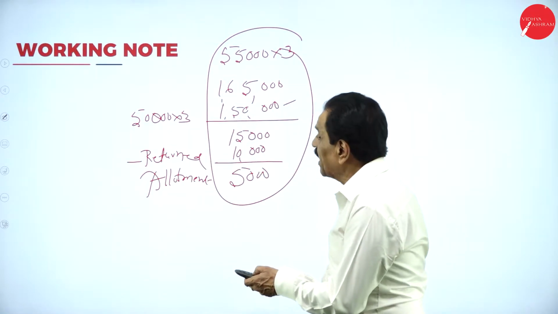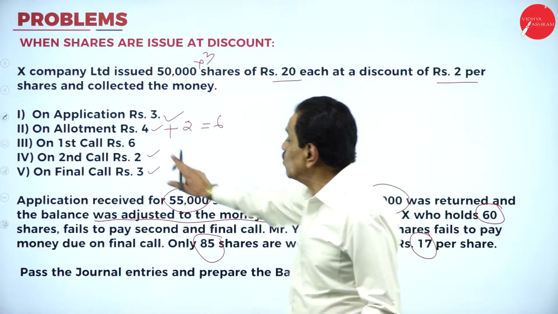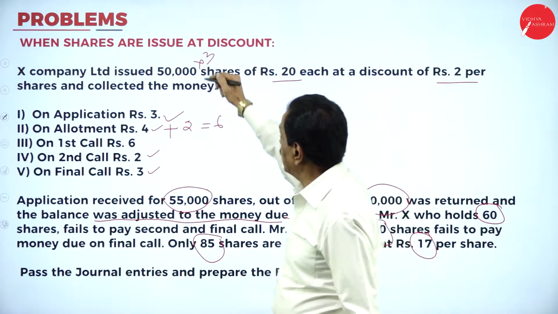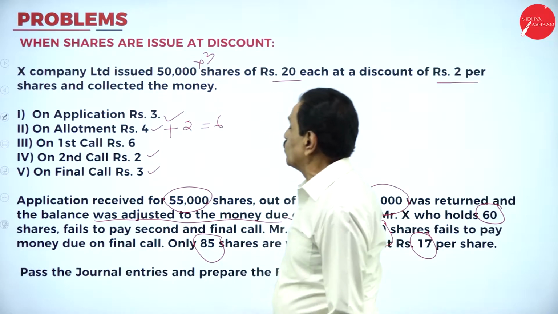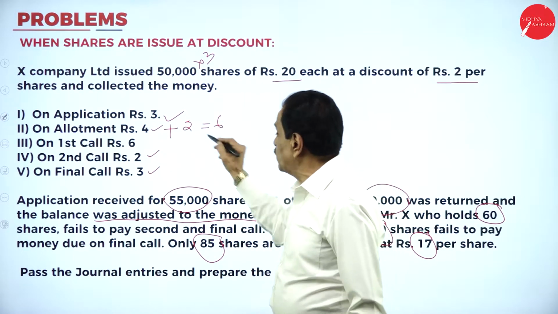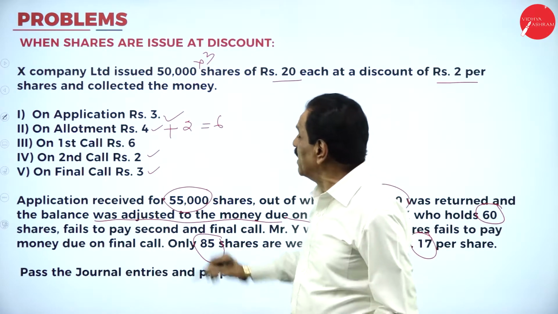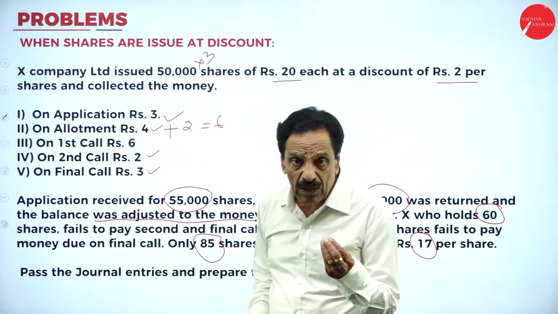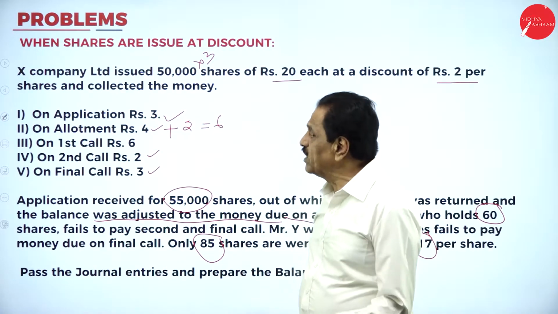Then regarding the discount, I will show you. You got 4 rupees, and here 2 is the discount. What are the shares? 50,000 into 4 is 2 lakh. 50,000 into 2 is 1 lakh. Totally 50,000 into 6 is 3 lakh required. How much discount is allowed? 1 lakh. What's the amount to be received? 2 lakh rupees. That I am going to show how it will be worked out.